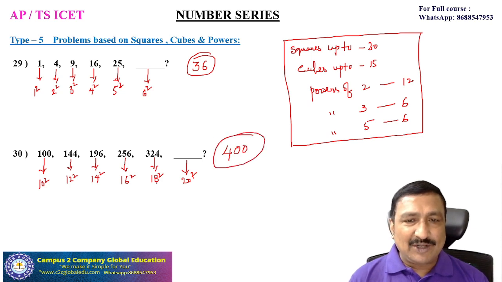So if you want to identify this series, we have to know these basics perfectly. So here it increases by even numbers. So the last number should be 20 square, which is equal to 400.